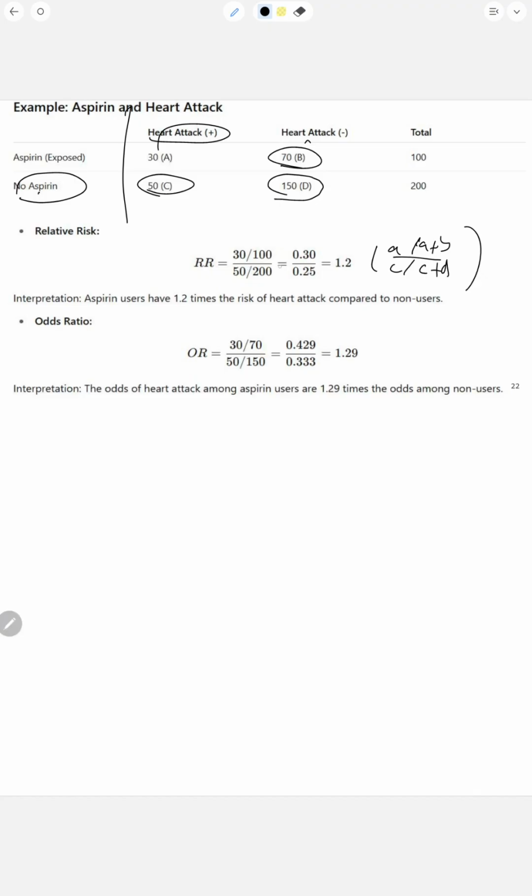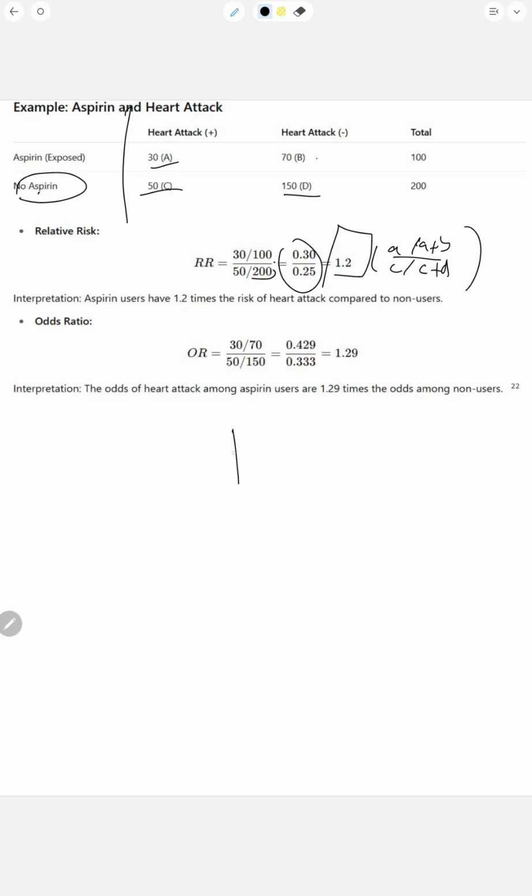So 30 over 100, right? So let's make this cleaner. So A is our 30, and then A plus B is 30 plus 70 over 100, divided by C over C plus D. C is 50, D is 150. 150 plus 50 is equal to 200. Plug in the numbers, you get 1.2, right?